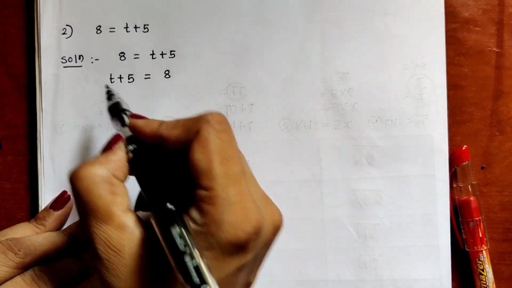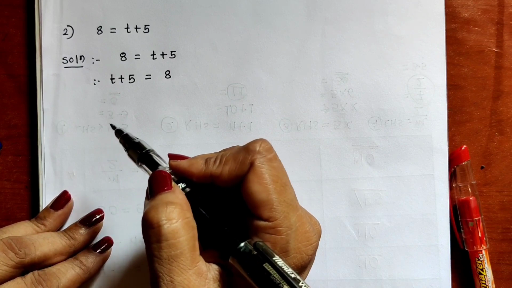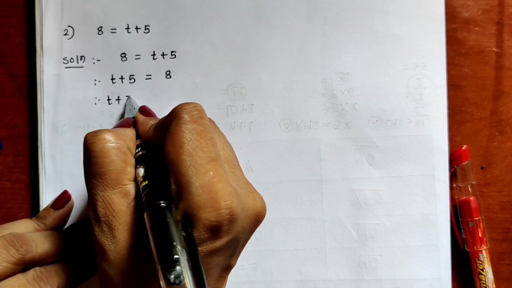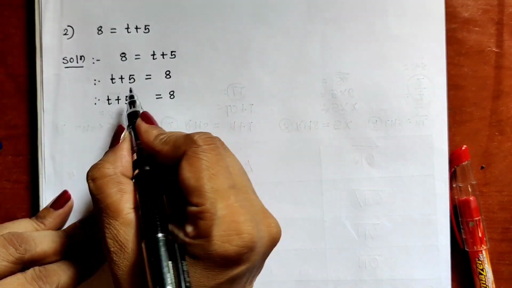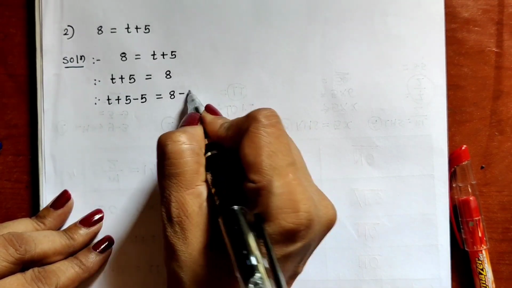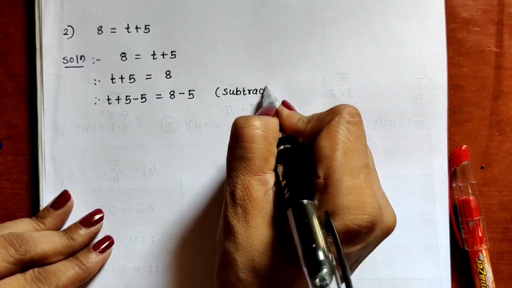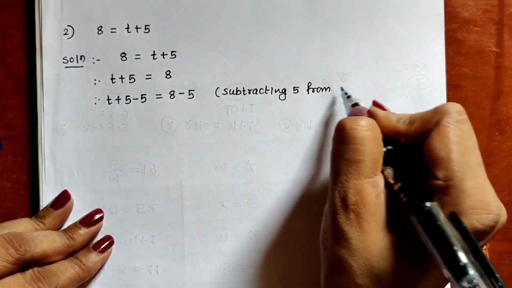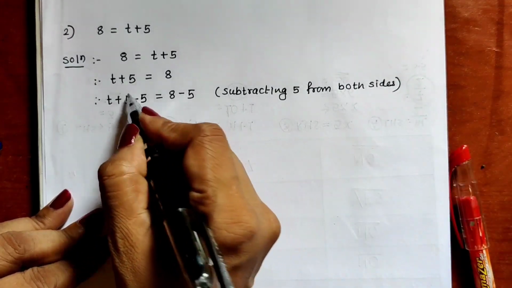Now the variable side is the left side, and 5 is added. That means we have to subtract 5 from both the sides. So t plus 5 on the left side, 8 on the right hand side. 5 is added, so now I have to subtract 5 from both the sides. So what I should write here, subtracting 5 from both sides. Plus 5 minus 5, 0.